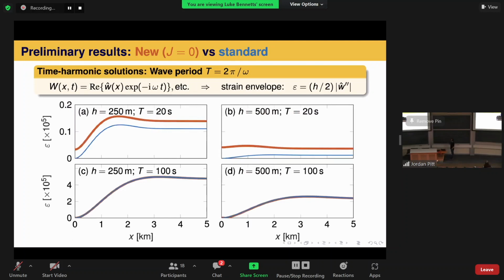Okay, so what you see here are results for two different thicknesses, left and right, and two different periods, top and bottom. And overall what we find is that there is a great difference for the thicker ice on the right, and for the lower periods, which are on the top. So the greatest difference is top right, where we have thicker ice and lower periods. And I guess this makes intuitive sense.